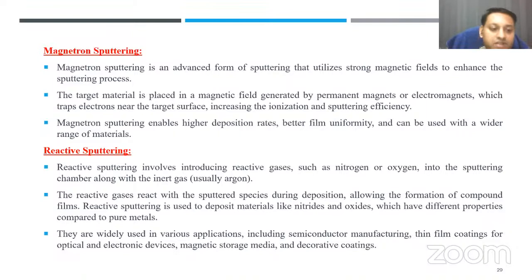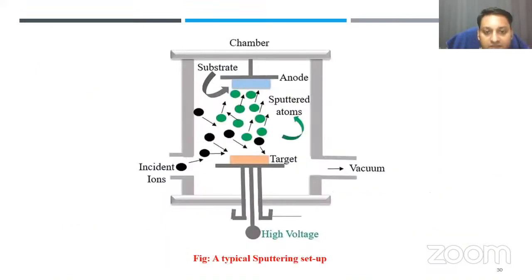It has wide application in semiconductor manufacturing, because in semiconductor manufacturing you need to deposit different kinds of coatings, okay, optical devices, optoelectronic devices, magnetic storage media and decorative coatings, we need reactive sputtering technique. This is the chamber that we are having.